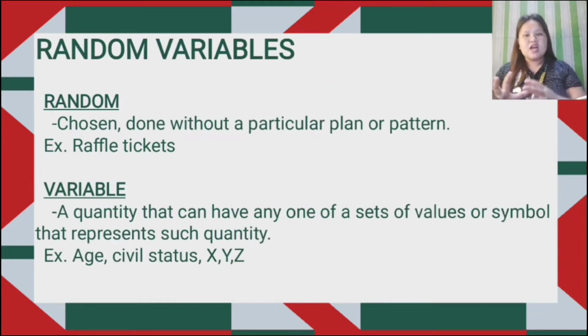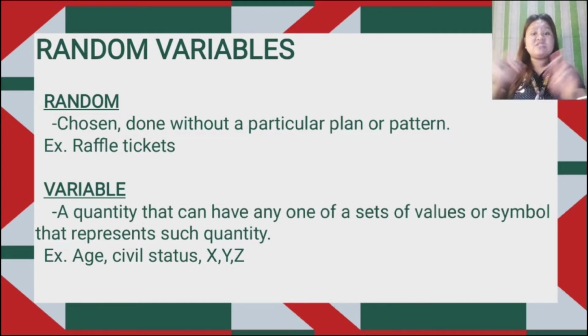Random variables. Random variables are used to quantify the outcomes of probability distribution. That's why it is important to know first the random variables before we can proceed to the discrete probability distribution, because they are used to quantify the outcomes. Random means chosen, done without a particular plan or pattern. Variable is a quantity that can have any one of a set of values or symbols that represent such quantity.